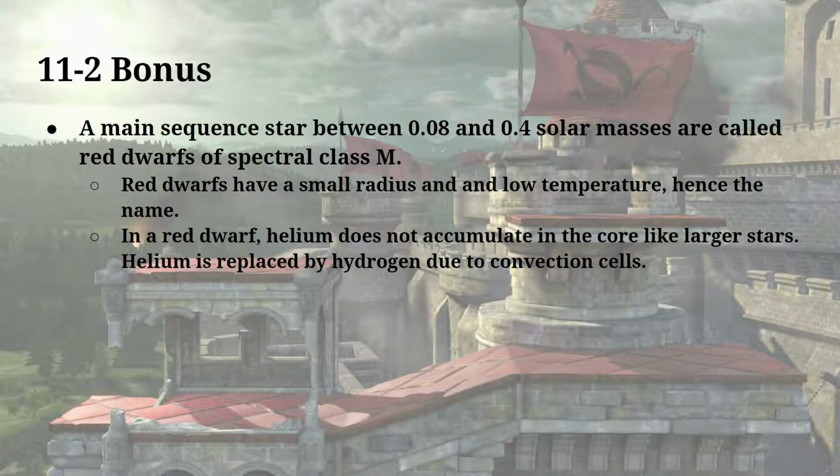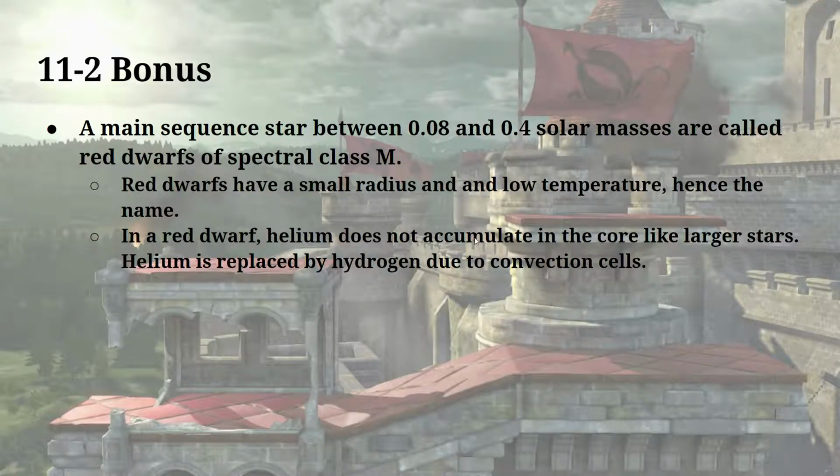Now, if there's a star between 0.08 and 0.4 solar masses, meaning if it's 0.08 times the mass of our sun or 0.4 times the mass of our sun, these end up being the red dwarfs. Okay? The red dwarfs. And you can't really have a star less than 0.08. 0.08 is pretty much the lowest star you can have, 0.08 solar masses. They have a spectral class M, so red dwarfs have a small radius and a low temperature, hence the name, red dwarf. Remember, low temperature means red.